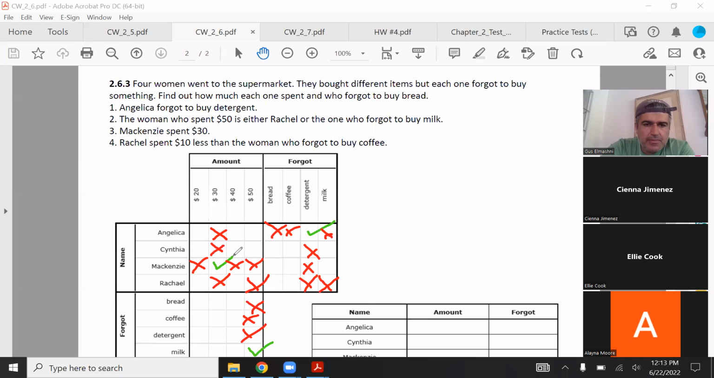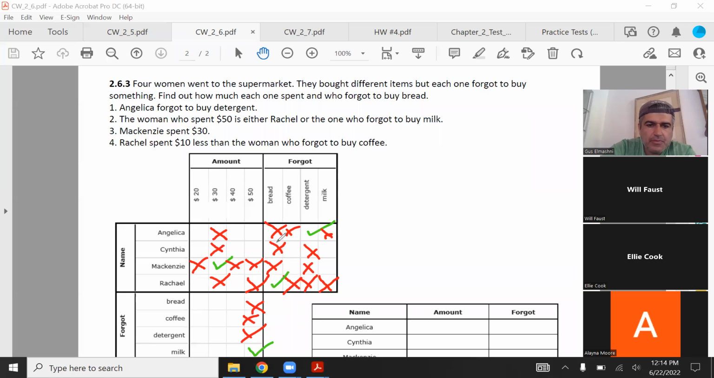So we see here, it's a little tricky actually. Rachel spent $10 less than one who forgot to buy coffee. So Rachel did not buy coffee. There you go. Okay. So Rachel then is the one who forgot to buy bread. All right, now we're rolling here. Because Rachel's not the one who forgot to buy coffee. So then Cynthia or Mackenzie could have been coffee or milk.